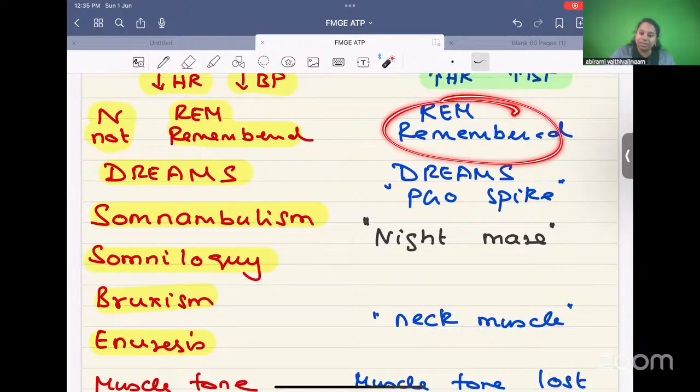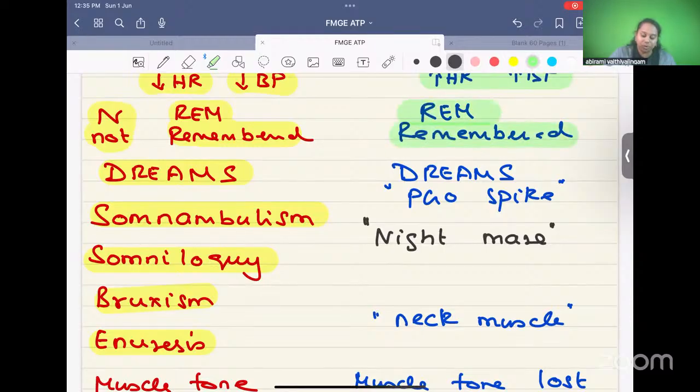REM for remembered. What is remembered? If a dream happens in REM sleep, you can remember it in the morning. Why are you able to remember? Because of the PGO spike. It's an electrical activity which starts in the pons, goes to the geniculate nucleus and the occipital lobe. Ponto-geniculo-occipital spike. Because it's hitting on the occipital lobe, which is vision, if a dream happens during that period, this PGO spike will make you visualize the dream. So you can remember the dream.